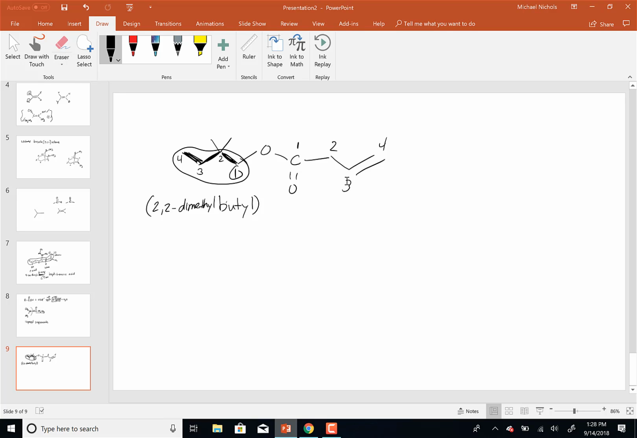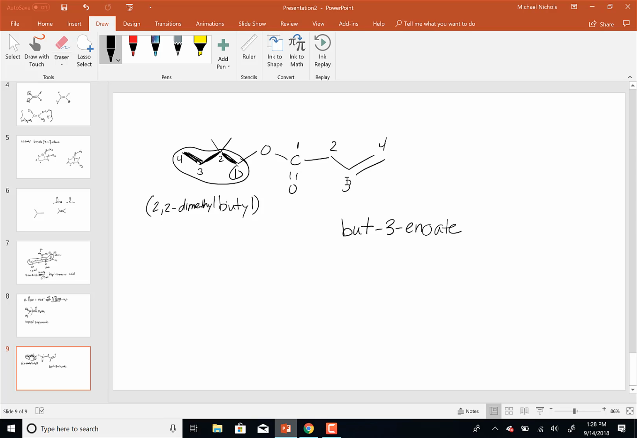Remember, this is an ester. So I should have a bute, but now how do I handle the double bond? Bute, 3-ene, and now the suffix for esters. It would probably be OATE. So this would be bute 3-enoate as opposed to anoate.